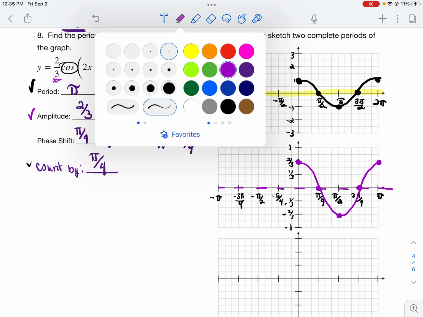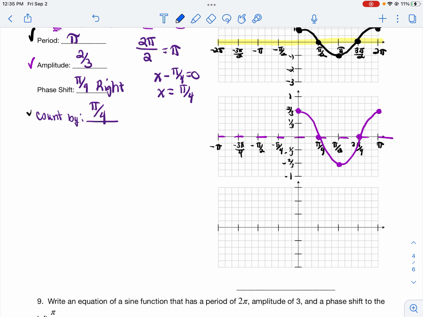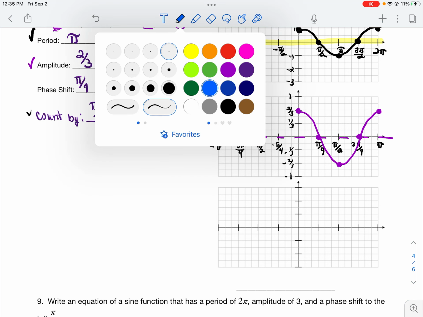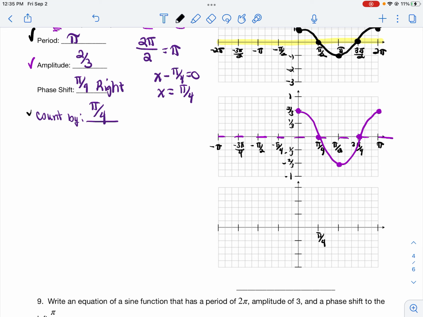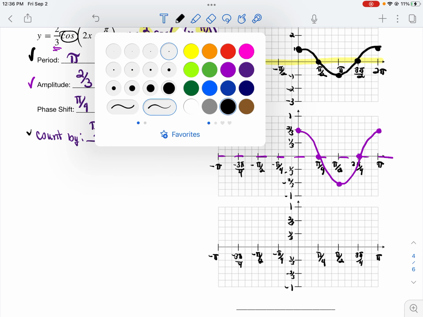Okay, that's taking care of our amplitude and our period. Now on this same graph, I can move on to the next one since it's my last one. Now we're going to sketch our phase shift. So let me label my values again. All right, so we're going to move each dot pi over 4 to the right. So if I'm counting by pi over 4, it's going to be one full dot over to the right.